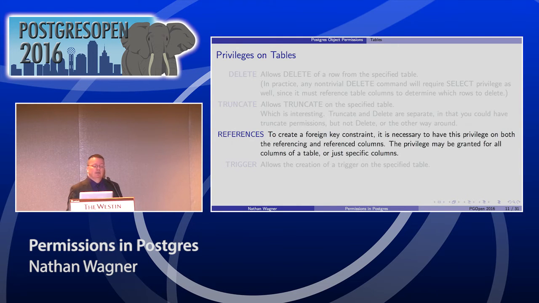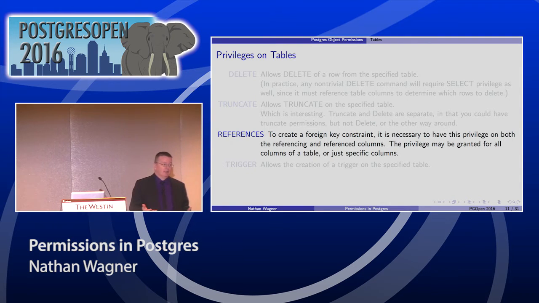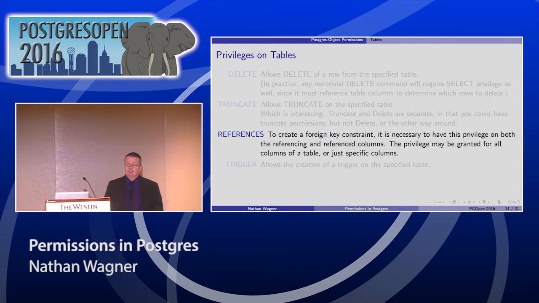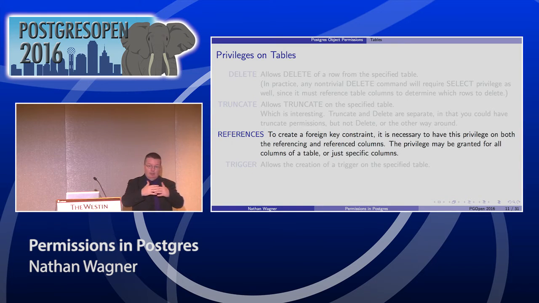The references privilege on a table is what you need to create foreign key constraints. So if you have one table that references another table, thereby setting up a foreign key, you'll need to have references privilege on both tables. This is another one that can be assigned to columns. At minimum, you need the references privilege on the columns that refer to each other, that are linked together.